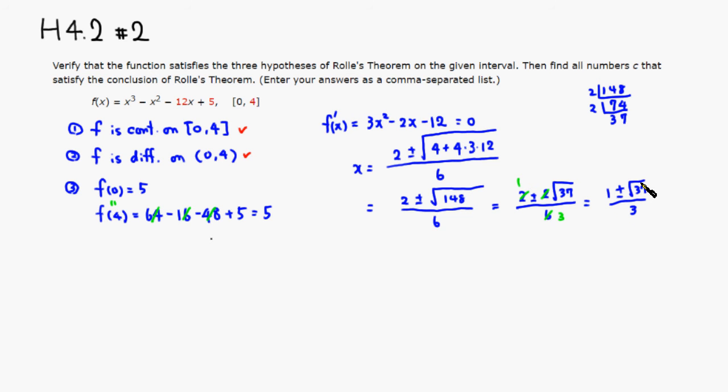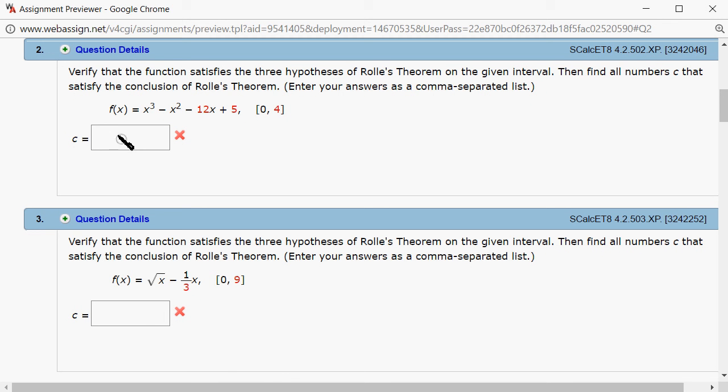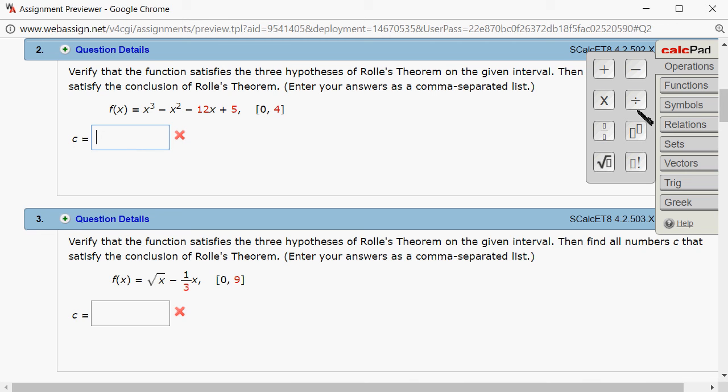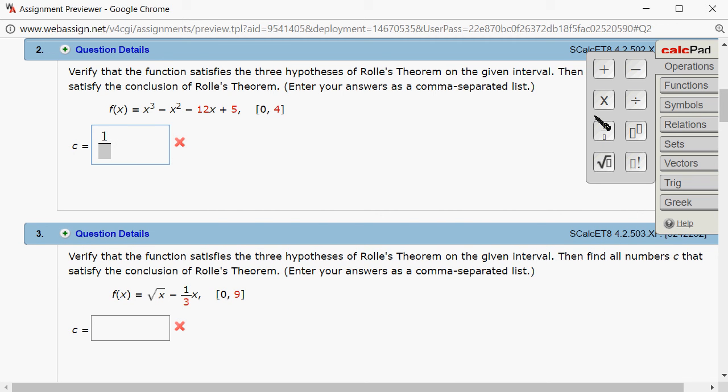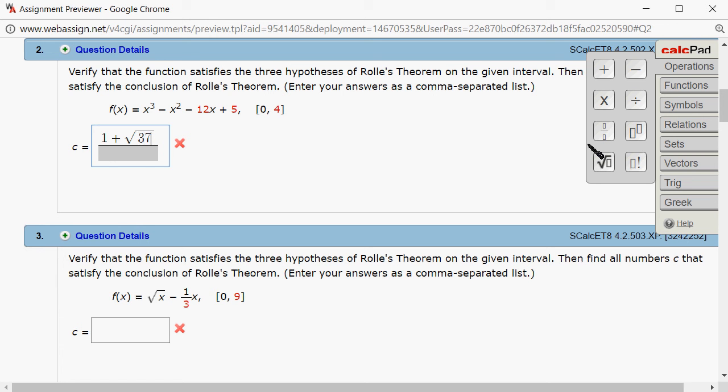Then we are looking for a c value between 0 and 4. If it's minus, it's going to be negative, so it has to be the positive one. So let's type it in. It's going to be a fraction: 1 plus square root of 37 over 3. Let's check the answer.